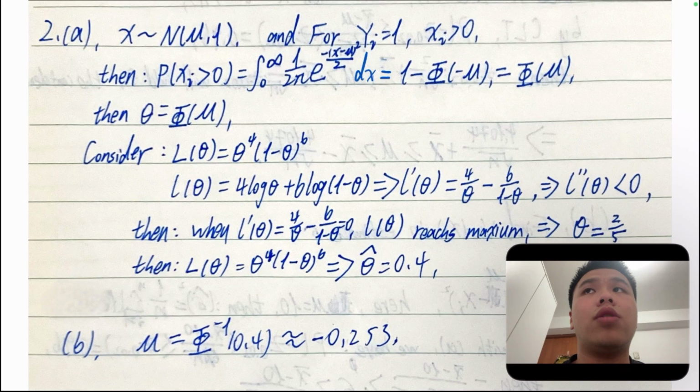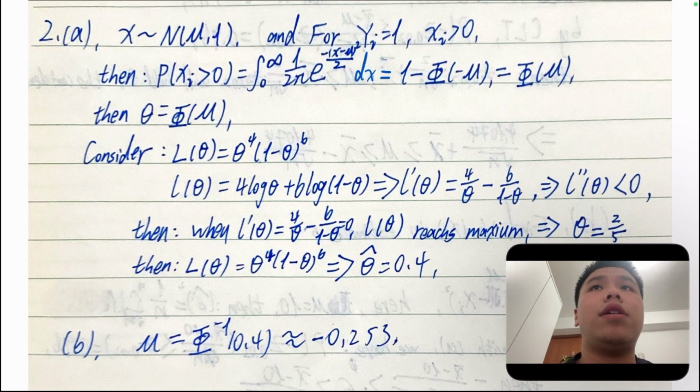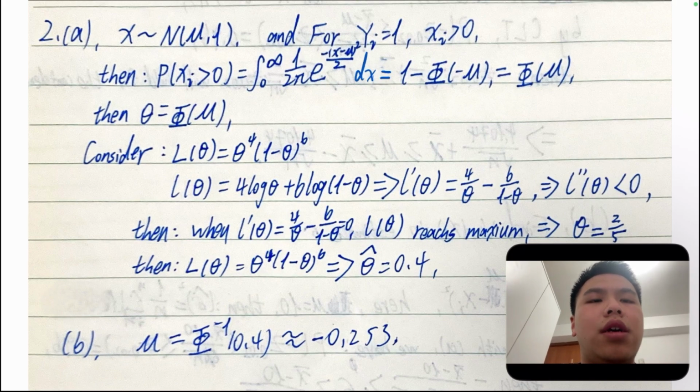And we move to question 2. In part A, we need to write down the likelihood function of theta, and this theta is defined by P(Y1 = 1). In the question we know that if yi is equal to 1, it means that xi is larger than 0, and x follows the normal distribution. So we can directly compute the probability of xi larger than 0 as the integral shown on the slide, and it is equal to 1 minus capital Theta of minus mu, which is equal to capital Theta of mu.